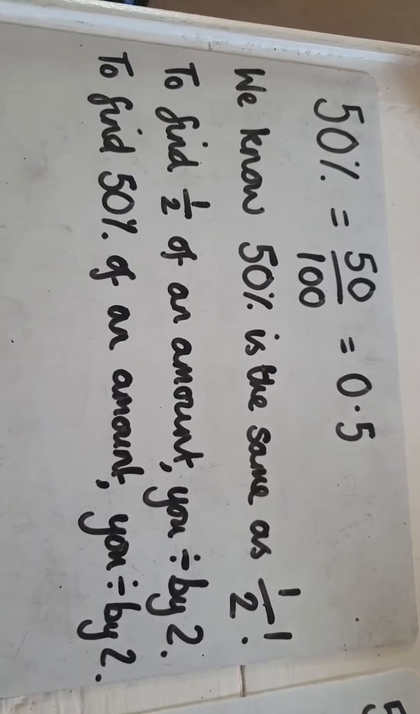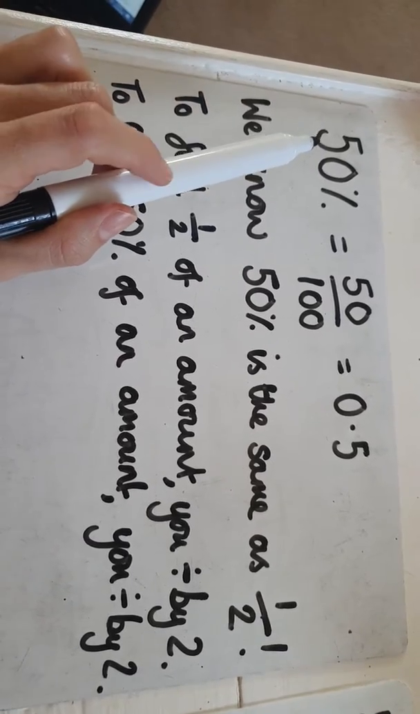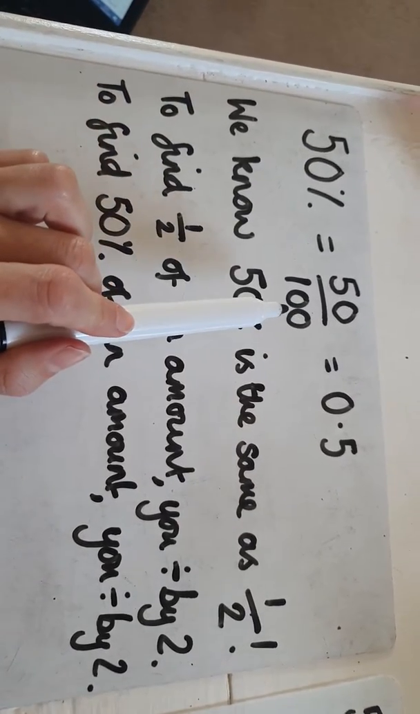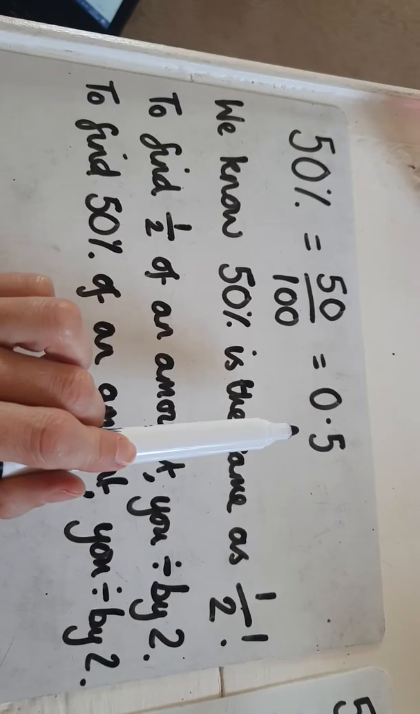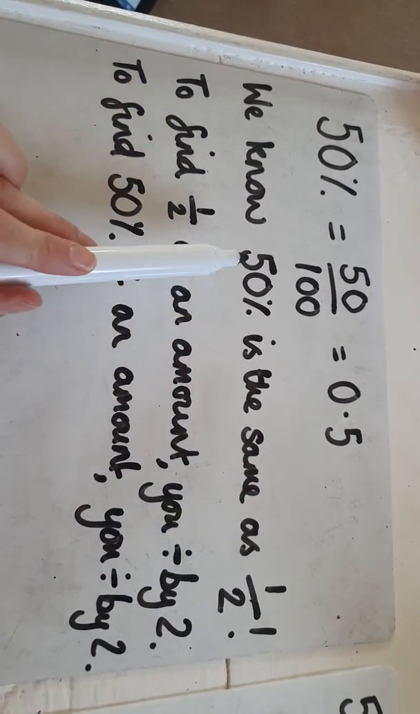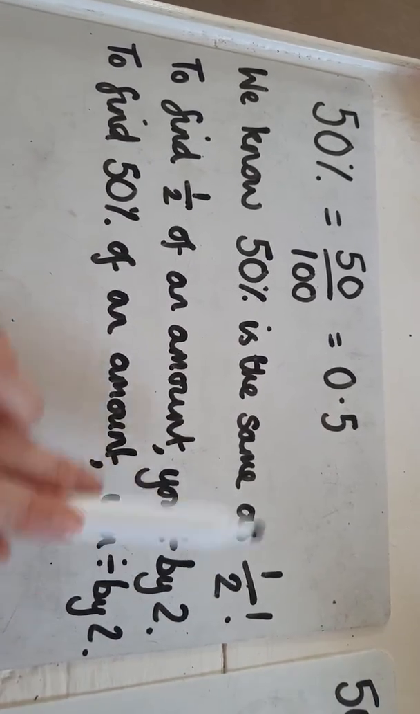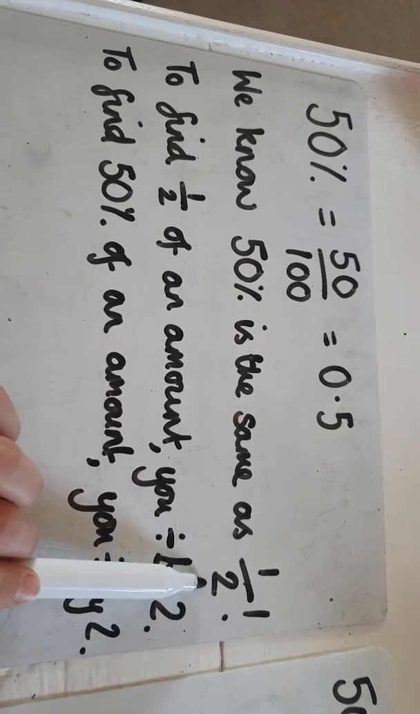Percentages of amounts. So today we're going to be focusing on 50% first. A couple of weeks ago, we learned that 50% was the same as 50 over 100, which is the same as 0.5. The children were all quite confident with this. So we know that 50% is the same as 1/2. That's a fact that we also had to learn. So 50% is the same as a half.